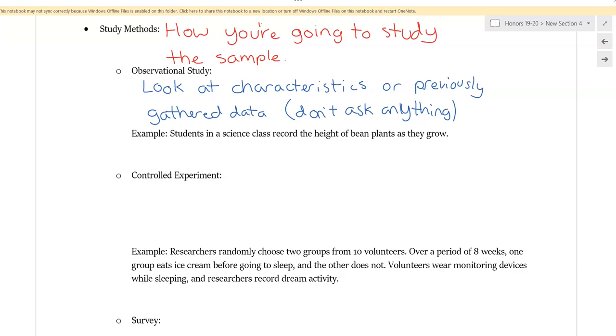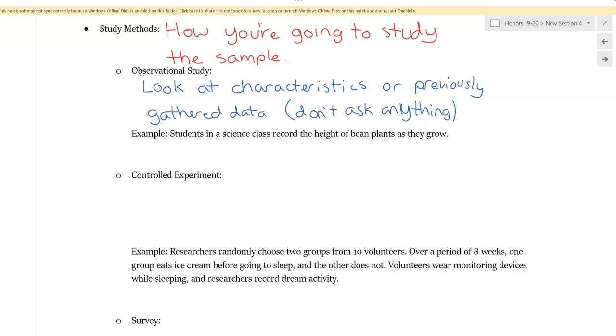Okay, so for example, students in a science class record the height of bean plants as they grow. I'm not asking the bean plants how tall they are, right? I simply observe their height, measure it, and record it. So that's an observational study.